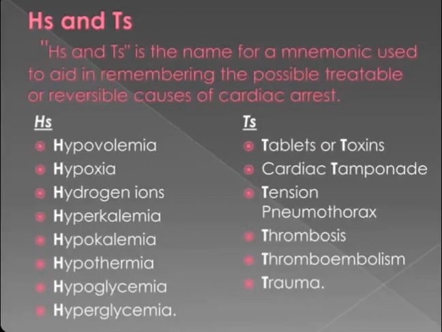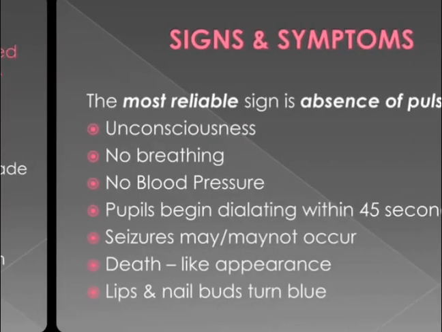The H's and T's. This is the name for the mnemonic used to aid in remembering the possible treatable or reversible causes of the cardiac arrest. In H's, there will be hypovolemia, hypervolemia, hyperkalemia, hypokalemia, hypothermia, hypoglycemia, hyperglycemia, hypoxia and hydrogen ions. In case of T's, there will be tablets or toxins, tachycardia, tamponade, tension pneumothorax, thrombosis, thromboembolism and trauma.